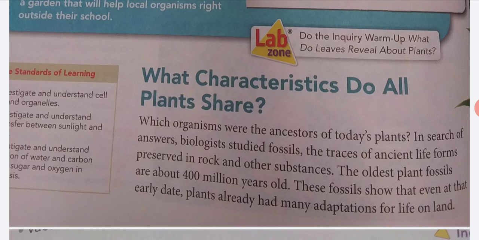Which organisms were the ancestors of today's plants? In search of answers, biologists studied fossils, the traces of ancient life forms preserved in rock and other substances. The oldest plant fossils are about 400 million years old. These fossils show that even at that early date, plants already had many adaptations for life on land.